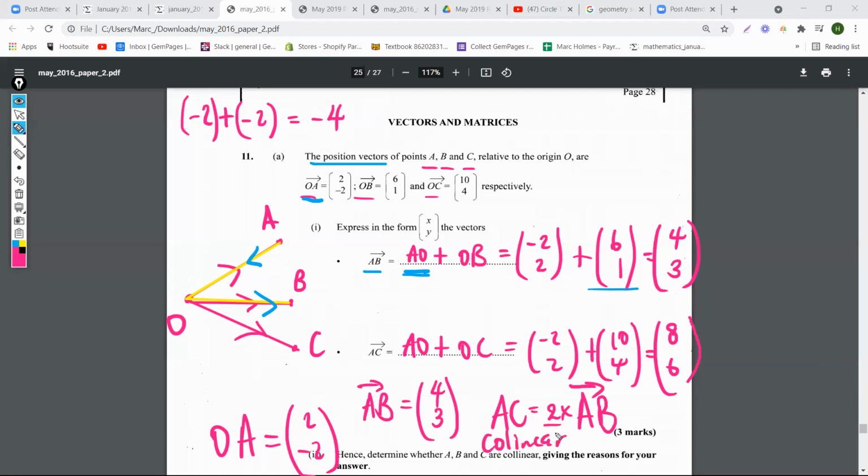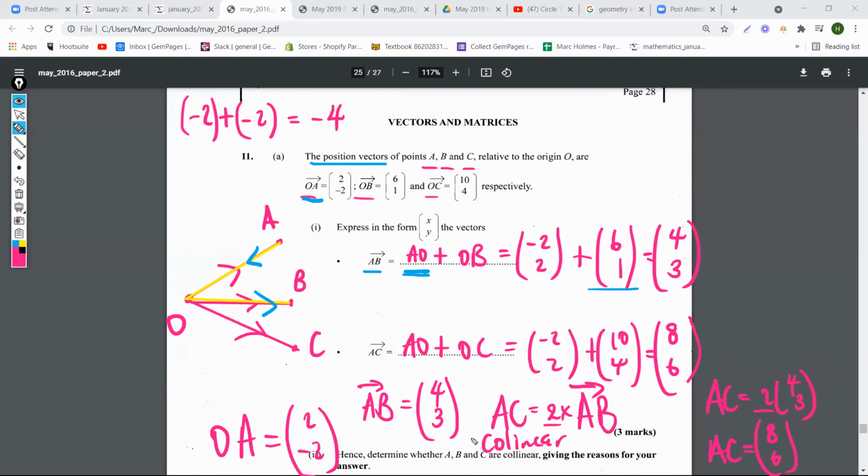So if you're able to find a factor of the other, meaning 2 times or 3 times or whatever the case is, then it's collinear. In this case, it's definitely collinear, guys. Why? AC is equal to 2 times AB, which is 4, 3. So if I multiply 4, 3 by 2, I'm going to get my same value for AC, 8, 6. So that means that they're collinear. Cool.